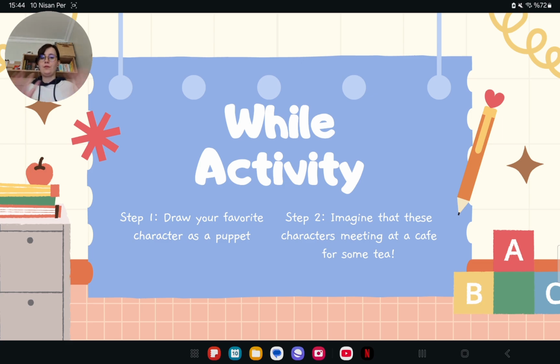After I'm sure that they're all done, I would like them to imagine a setting where their characters are meeting at a cafe to have some tea or coffee and have a little chit chat. They're discussing things like what they can do and what they cannot do, and they will continuously ask each other.